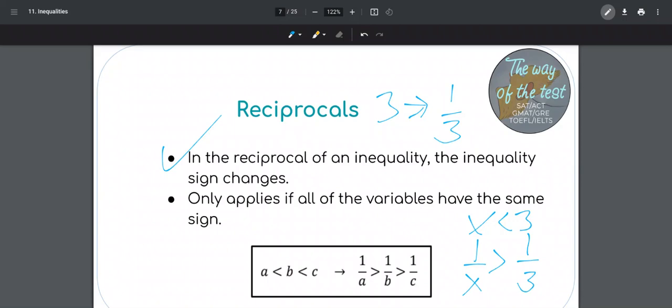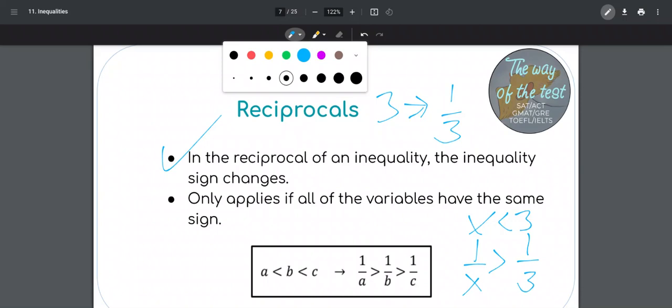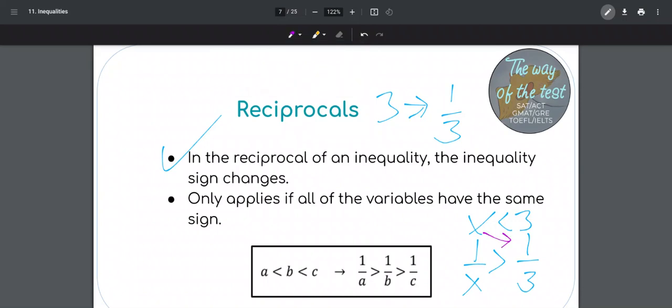Okay, in a way you can think of this as I'm passing the x to the other side. Because I'm actually passing the x to this side and the 3 to this side, so I have 1 over 3 is less than 1 over x. So this kind of makes sense. And you can apply this to a system of inequalities as long as they all have the same sign. If this is positive, positive, positive, or negative, negative, negative, 1 over a is going to be more than 1 over b, is going to be more than 1 over c.